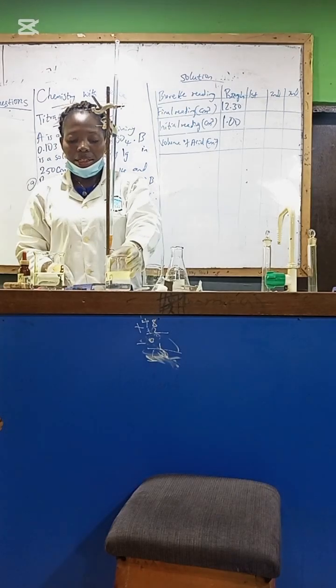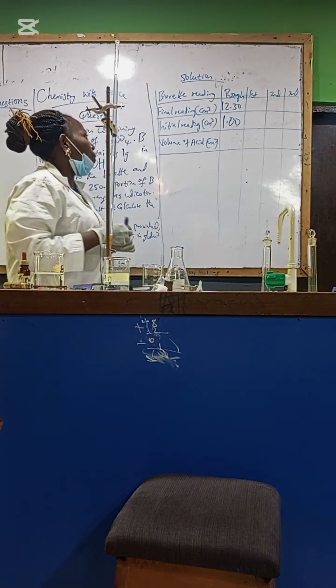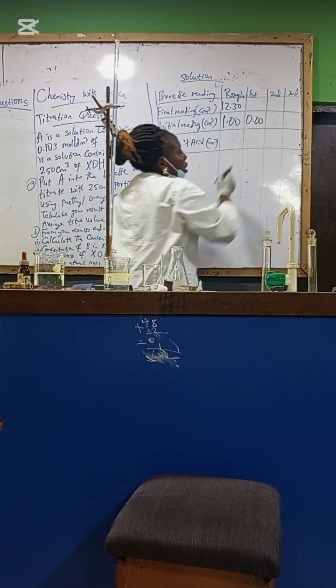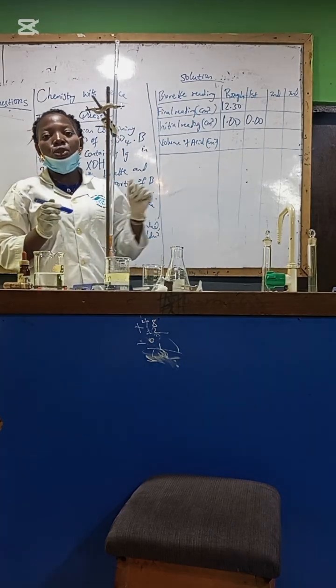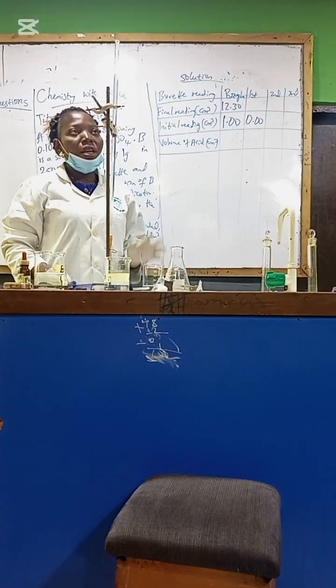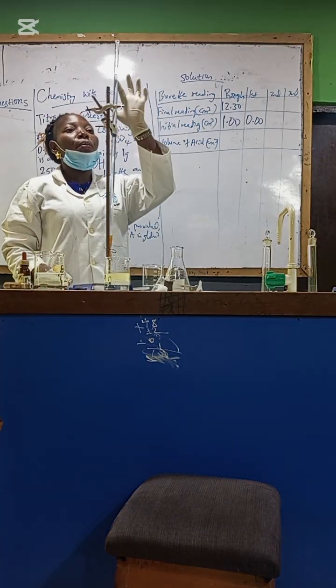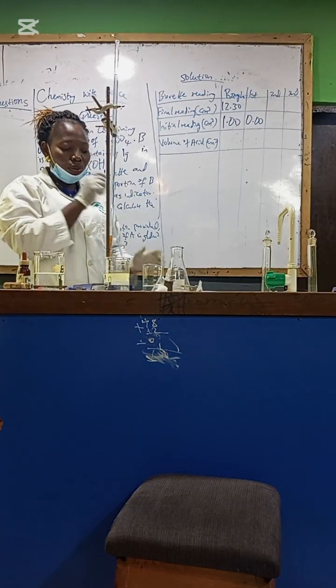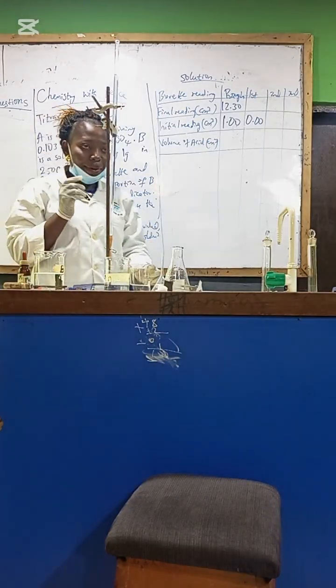It's at 0.00. So my initial is 0.00. I want you all to be used to using different initials so that you understand what you are doing. Our initial is 0.00. Now I'm going to pipette another base.